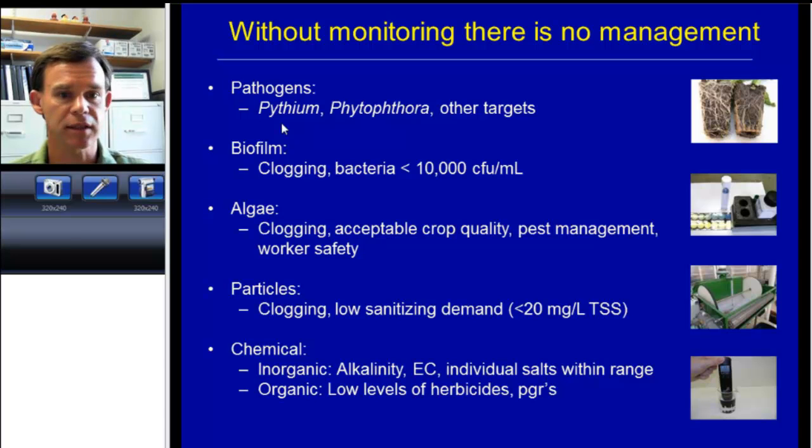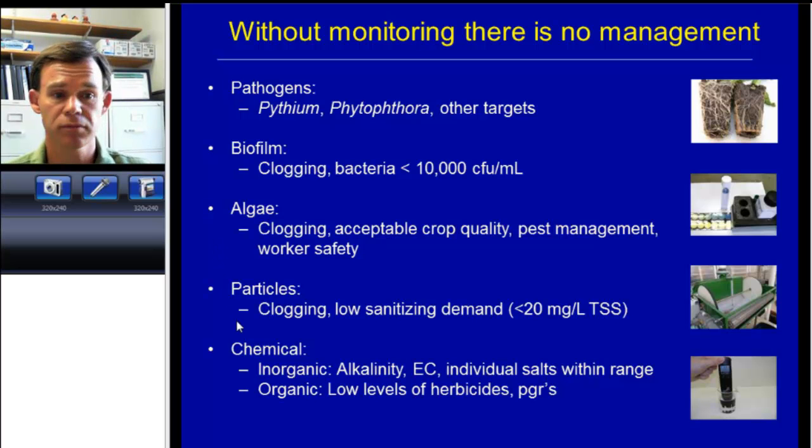For pathogens, we can send samples off to a plant pathology lab for plating out of Pythium, Phytophthora. For biofilm, we can check whether we're getting clogging. We can also get a bacteria count, colony-forming units per milliliter. Algae, we can see the algae where it's present. We can also send a sample off to a specialist lab.